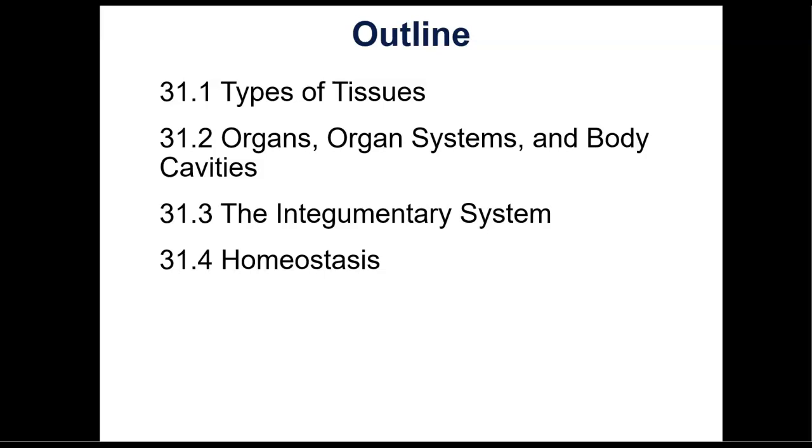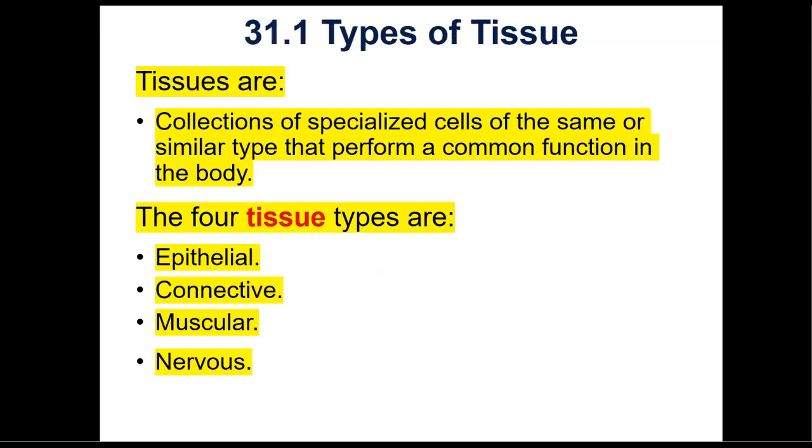And then we will cover homeostasis, how the human body maintains internal levels inside of our cells, basically, and uses our organ systems to maintain levels of important chemicals and important processes that go on, to keep us alive. So we will begin with the tissues. Tissues are collections of specialized cells of the same or similar type that perform a common function in the body.